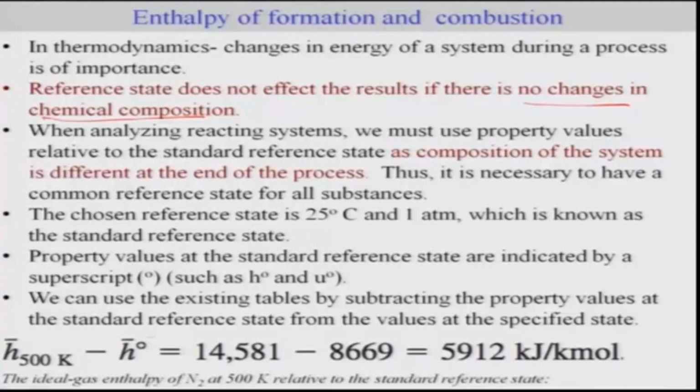So, for analyzing the reacting system, first of all we must use property values with reference to a standard reference state, because as I said, the composition of the system at the end of the process is different from the initial conditions. Initially you have a set of reactants, they undergo reactions and a set of products comes out, and the product composition will be different from that of the reactant composition. Thus, it is necessary for the reacting system to make use of a common reference state for all the substances. The chosen reference state is 25 degrees Celsius and 1 atmosphere, which is a typical standard reference state, and this is what we are going to make use of as the standard reference state for calculating all the properties.